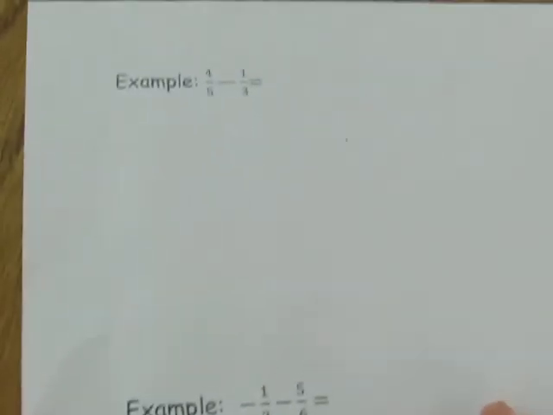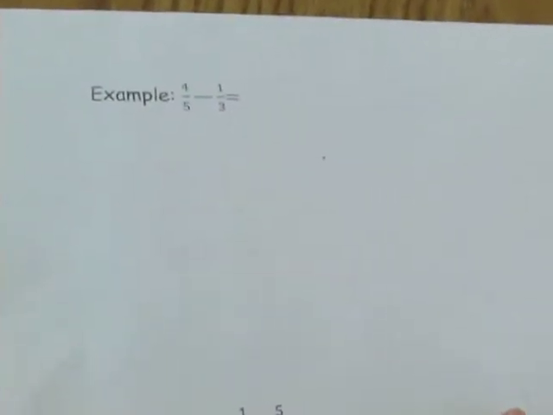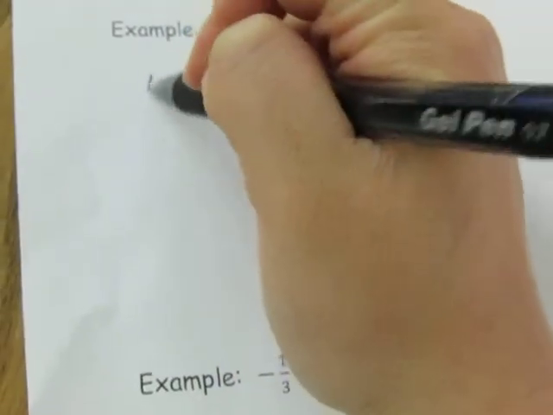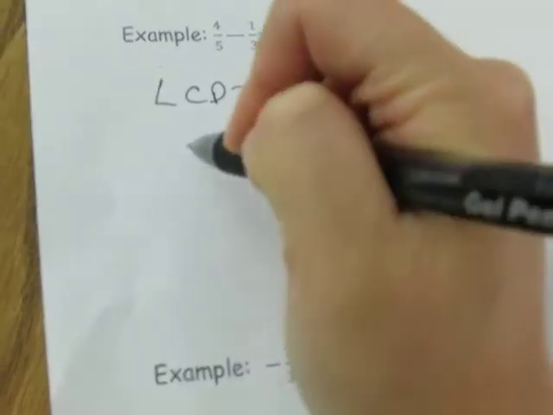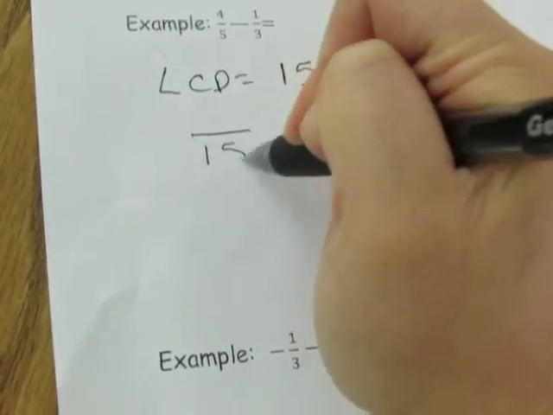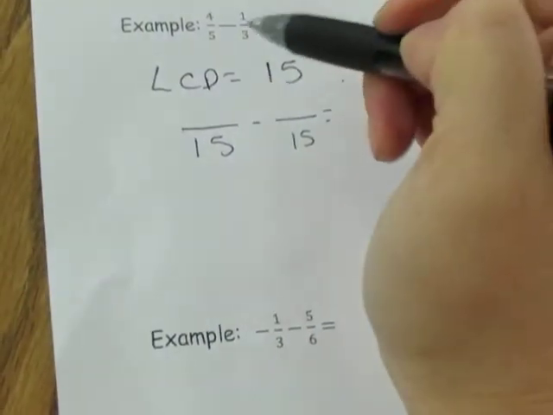Let's do another example. Here we have 4/5 minus 1/3. Okay, first thing I got to do, let's find my LCD. In this case, my LCD is 15. All right, now I got to rewrite my fractions so that they have a 15 in their denominator.